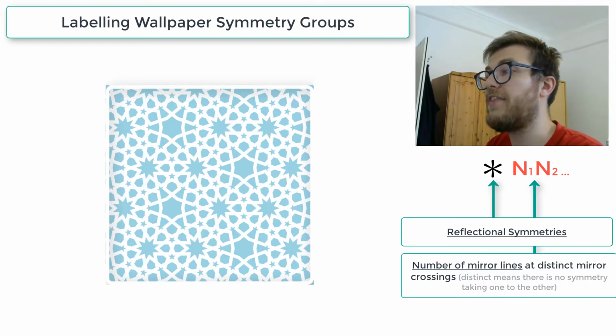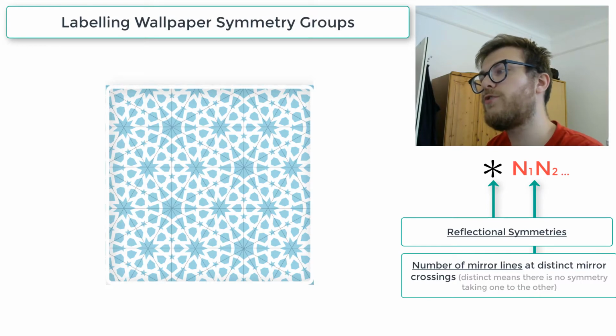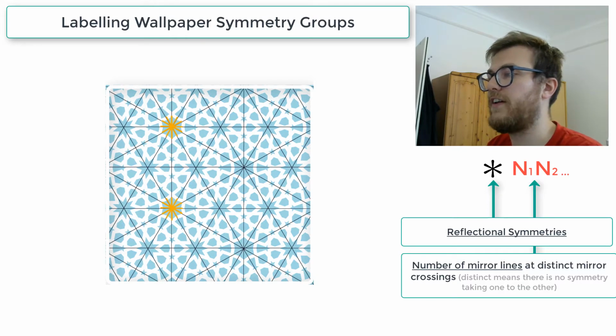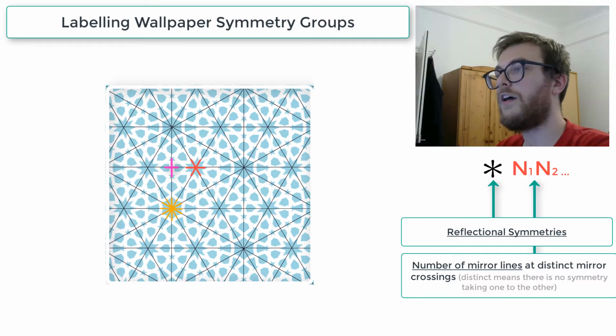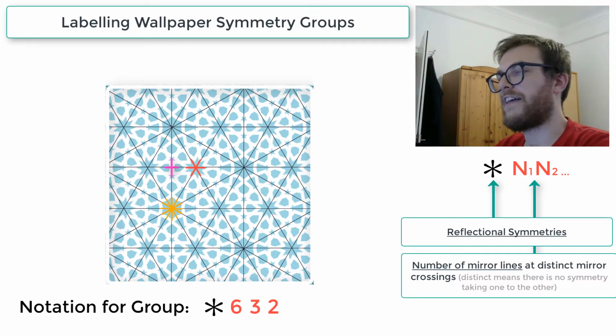For example, in this pattern, these two crossings are not distinct, as a translation upwards maps the bottom crossing onto the top one. In fact, there are exactly three distinct mirror crossings here. Here, here, and here. And the number of lines at these crossings is 6, 3, and 2 respectively. So, we denote this group by asterisk 632.